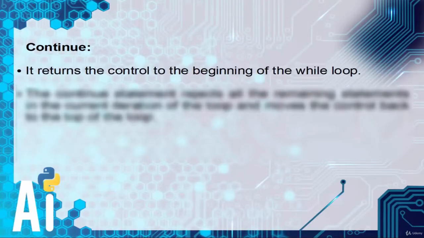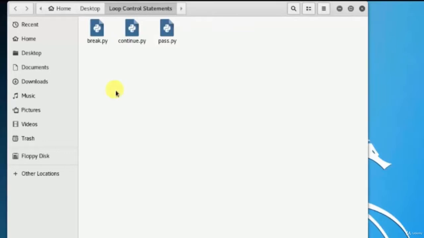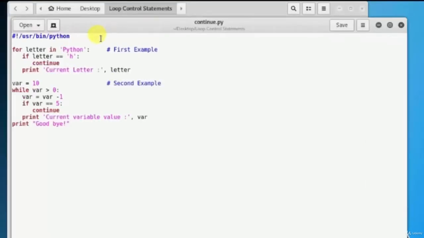It returns the control to the beginning of the while loop. The continue statement rejects all the remaining statements in the current iteration of the loop and moves the control back to the top of the loop. Open my already written script for continue.py. Let me take the first example, that is user bin Python.